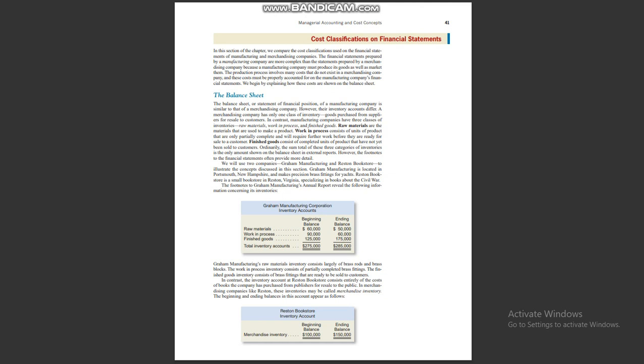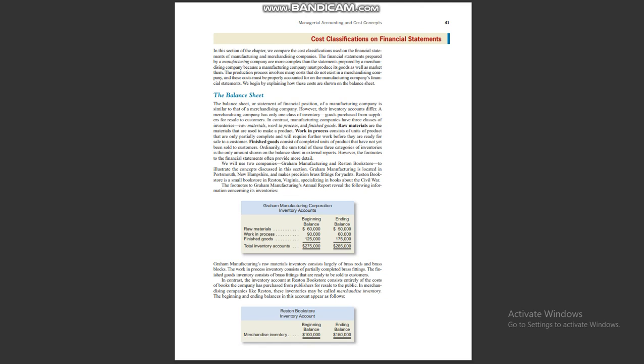Raw materials are the materials that are used to make the product. Work in process consists of units of product that are only partially complete and will require further work before they are ready for sale to the customer. Finished goods consist of the completed units of product that have not been sold to customers.